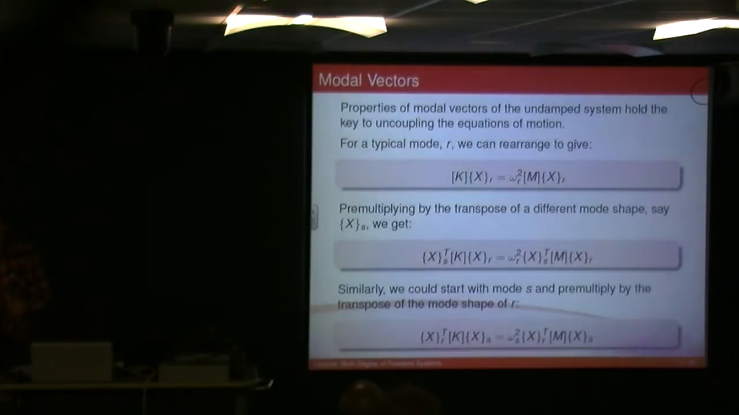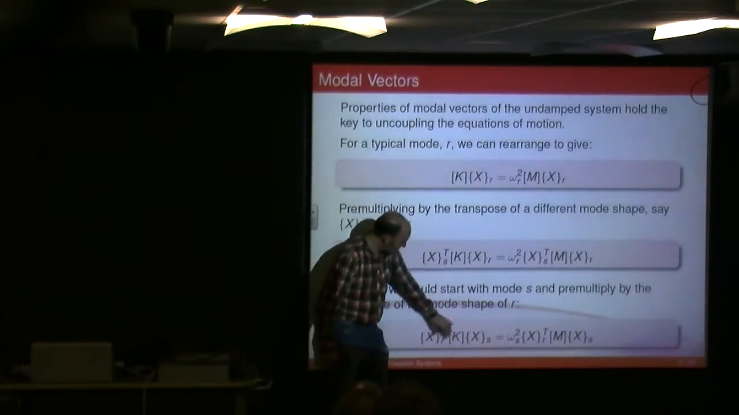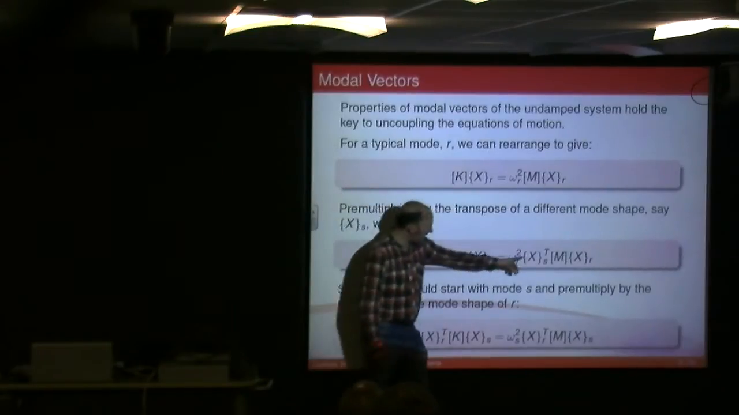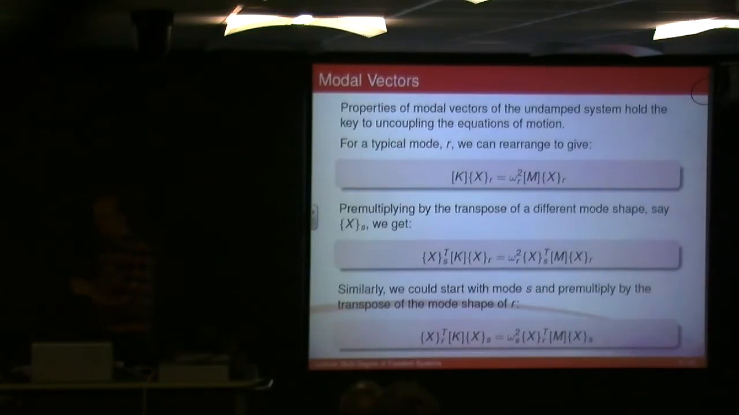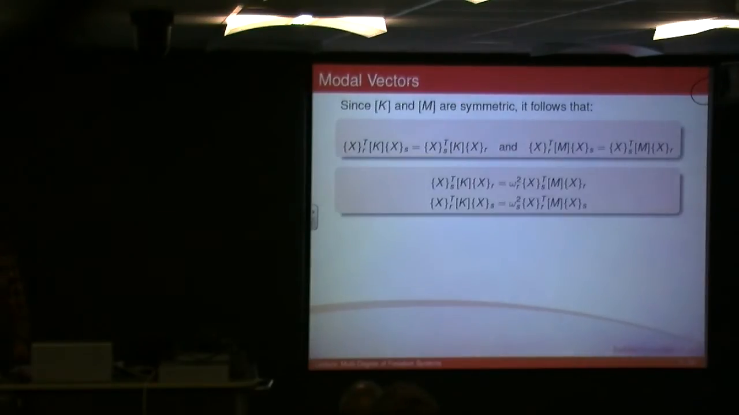So if I go back to this equation, this and this are actually equal to each other, and this and this are equal to each other, because M and K are symmetric. And obviously, if they're equal to each other, you can subtract one from the other. There's my two equations.